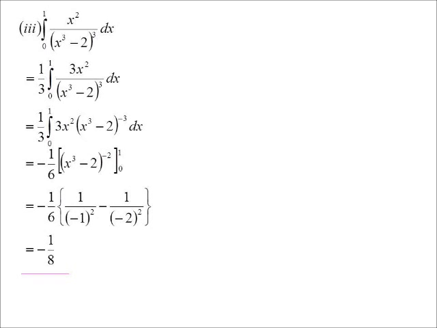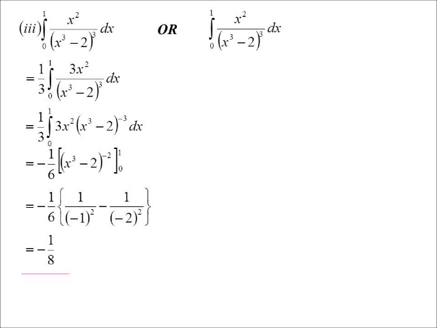Just putting it into index form to make it a little bit more obvious. There it is, derivative, some function to the power of n. So I can add 1 to the power over the power. So add 1, we get minus 2. And this becomes now minus 1/6 out the front. Sub in 1, sub in 0. There's our answer.